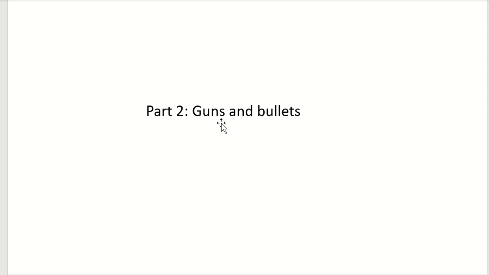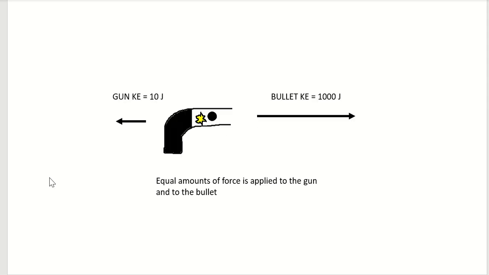Okay, then something about guns and bullets. Several times you've made the argument or thought experiment where we have a gun with relatively high mass, a bullet with relatively low mass, and an explosion applying equal amounts of force both to the gun and to the bullet. And the question is, how is it possible that the bullet gains so much more kinetic energy? Let's say the bullet gains 1000 joules when the gun gains only 10 joules, even though the force was the same.